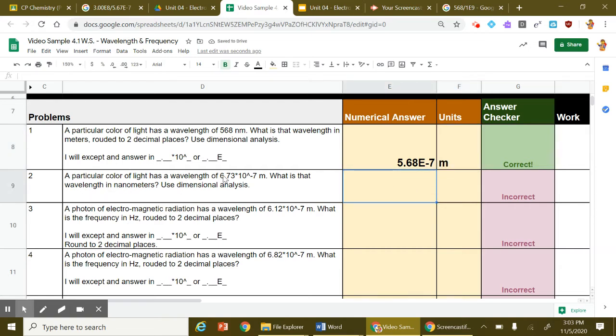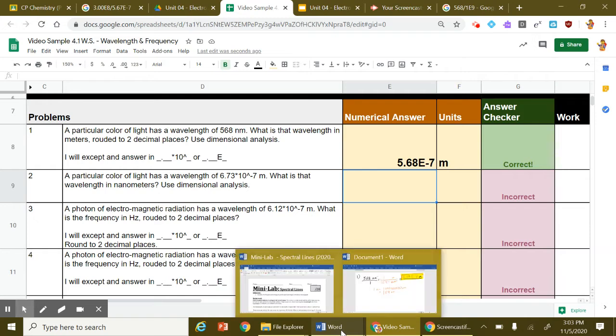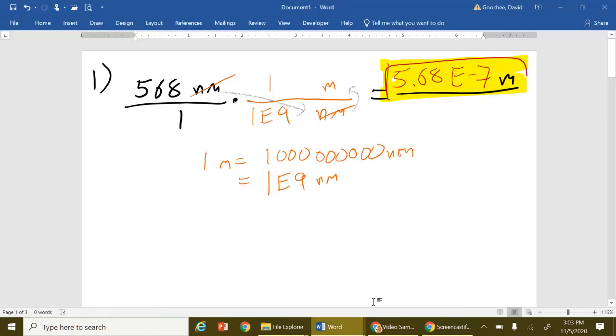A particular color of light has a wavelength of 6.73 times 10 to the negative 7th meters. What is that wavelength in nanometers? So, 6.73. Let's do it. Here we go.